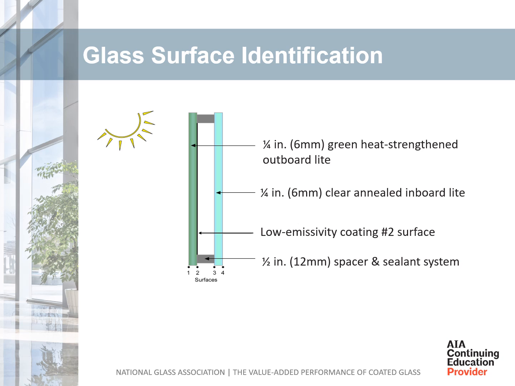This diagram depicts a typical dual-pane insulating glass unit, where the surfaces are numbered from 1 to 4, again from the exterior to the interior of the building. In this example, a low-E coating is located on surface 2, depicted by the thin black line. The cavity in the center is sealed and is not exposed to the outside air.